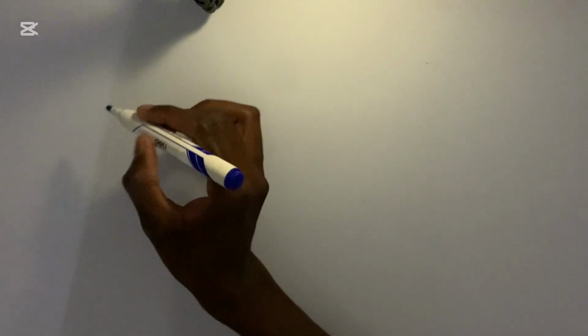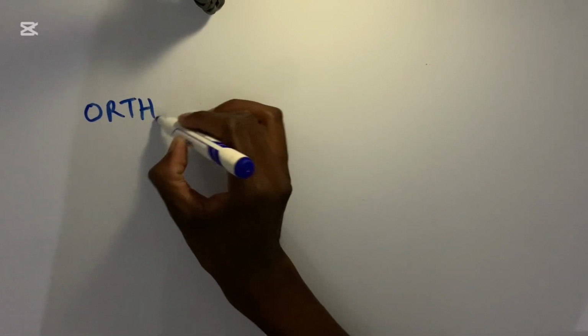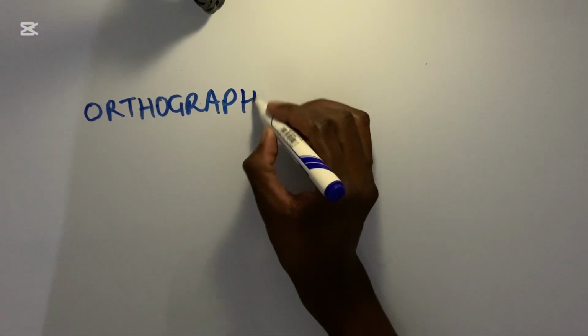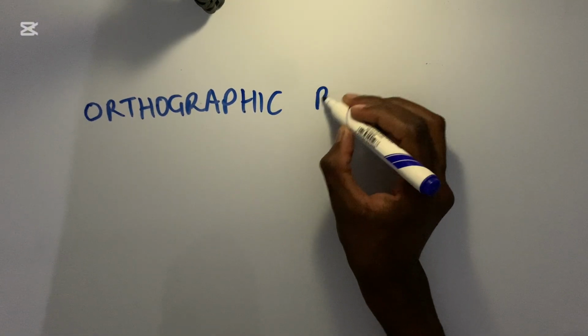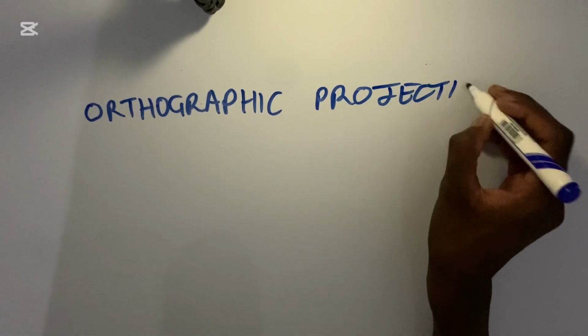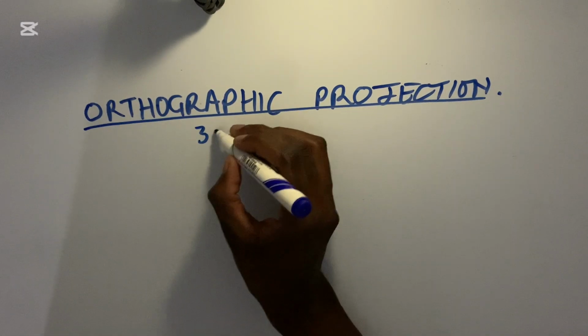Hi guys, welcome back. So today we're going to be doing orthographic projection, right? Orthographic projection is just easy, guys. It's just a way to imagine how things would look, how you would interpret their drawings. There are certain principles that should be followed.